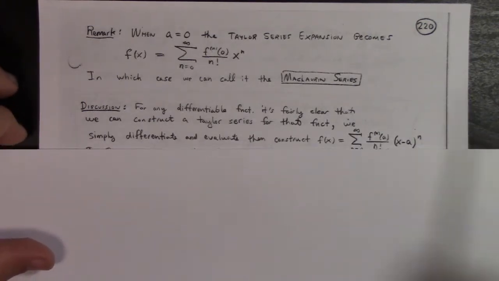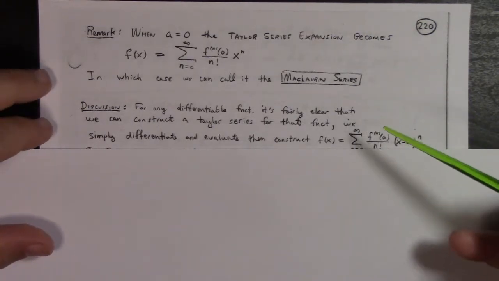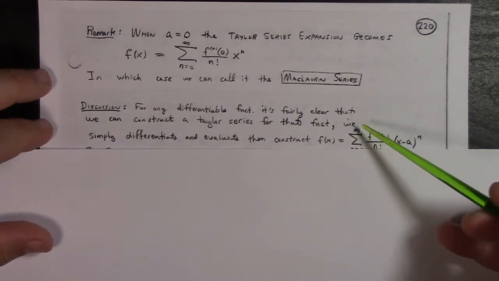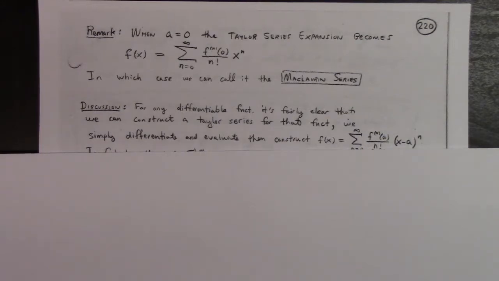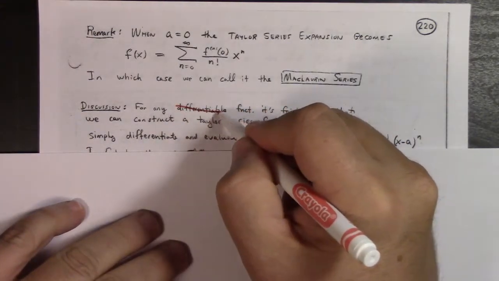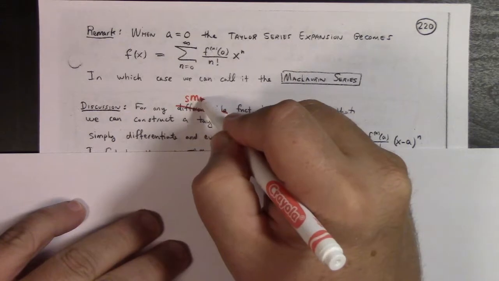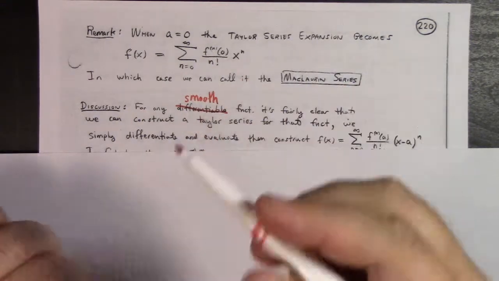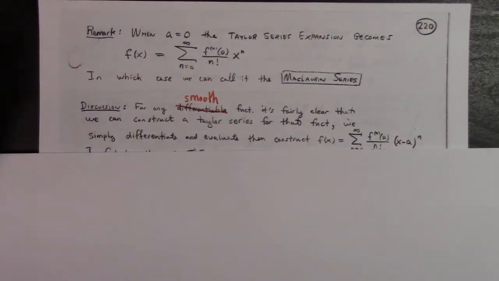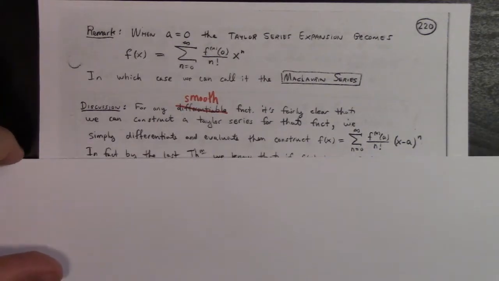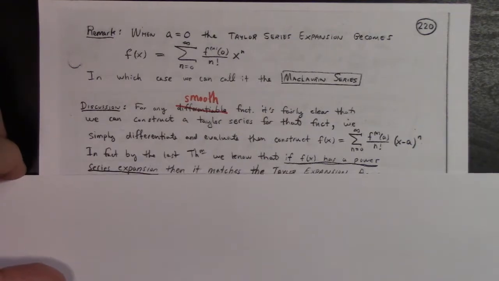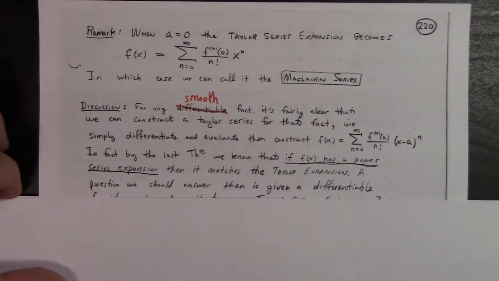So for any differentiable function, it's fairly clear we can construct a Taylor series for that function, right? I say differentiable, but to be more precise, I mean smooth. In other words, not only can we differentiate it, we can differentiate it infinitely many times. And so we just differentiate and evaluate, and you can construct a Taylor series, right? So if f of x has a power series expansion, then it must match the Taylor expansion.